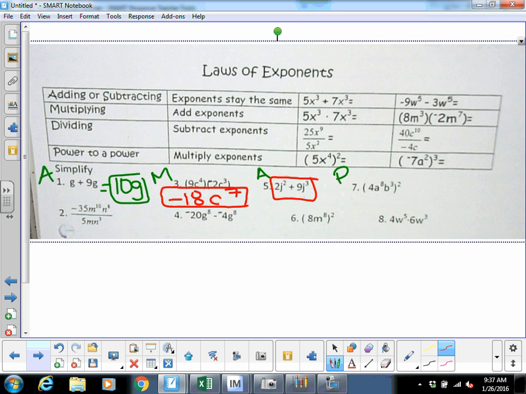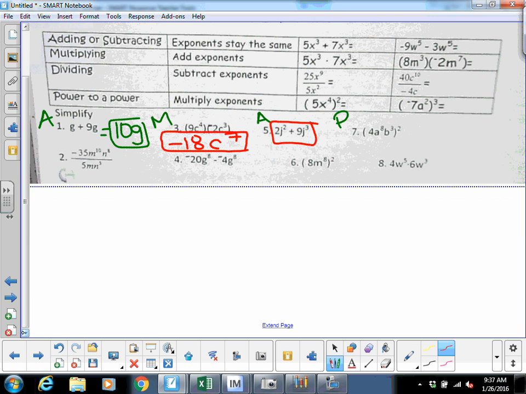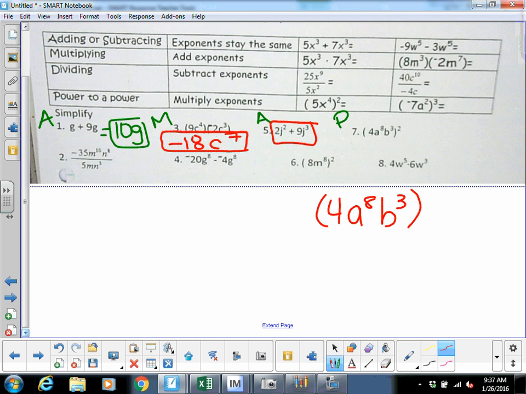All right, for number 7, the way that we do a power to a power, I'm going to write it down here so that you can see. Anytime you square something, that's the same thing as multiplying it times itself, right? So I'm going to square 4. What is 4 squared? I'm going to write it out like this. Eventually you'll get to where you don't have to write it out. But you told me 4 squared is 16.